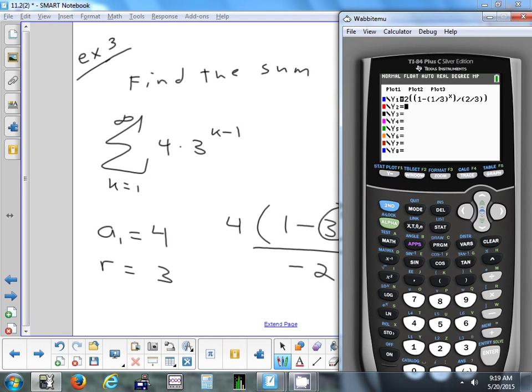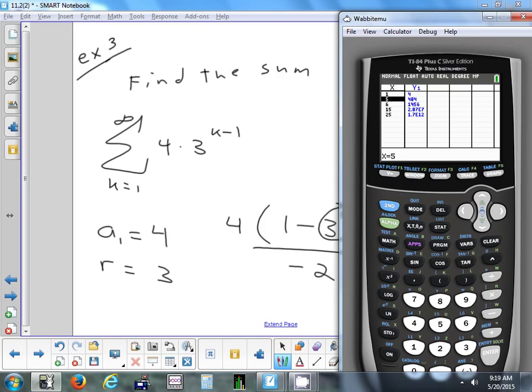So let's get rid of our asymptote. This time we have 4 minus 3 to the x, divided by negative 2. Okay, you know what? Don't even graph it. Just go to your table.